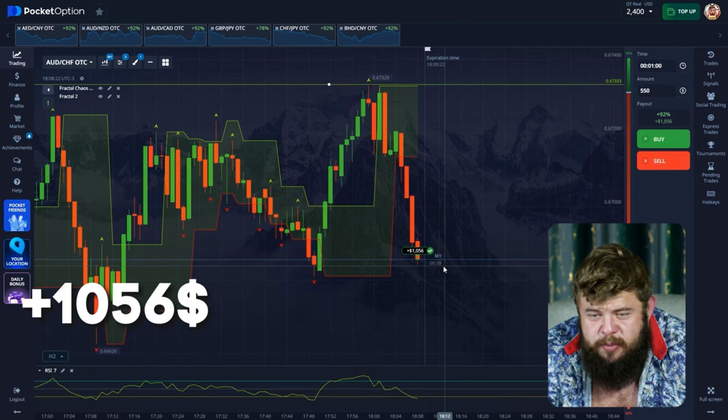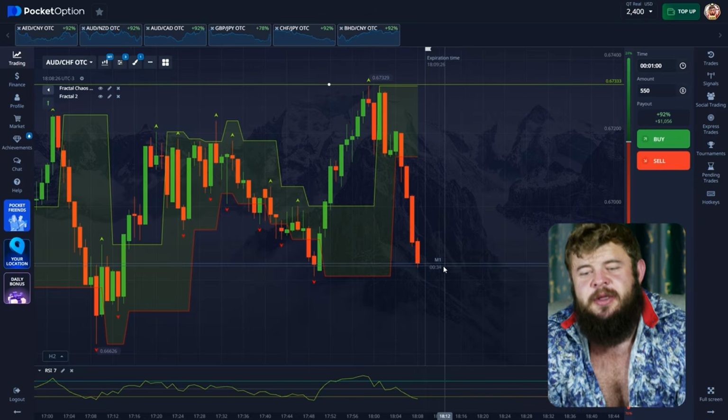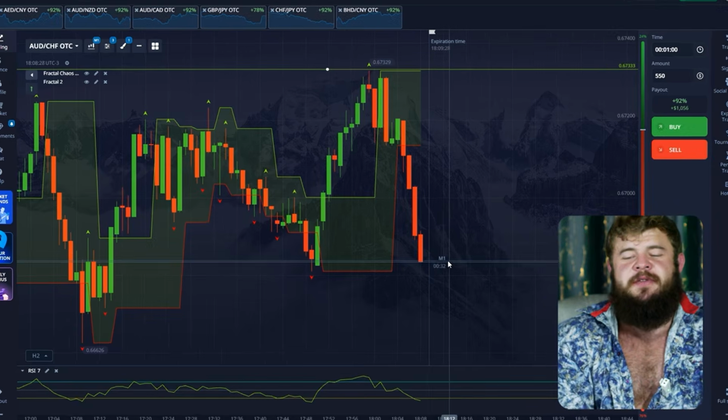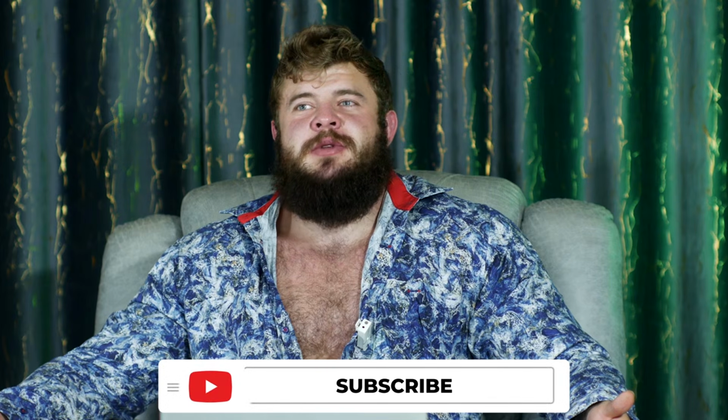And that's it. One more profitable trade, $2,400, guys. Oh my goodness, just look at this result. We have turned our $100, $150 into $2,400 just within like 12 minutes.